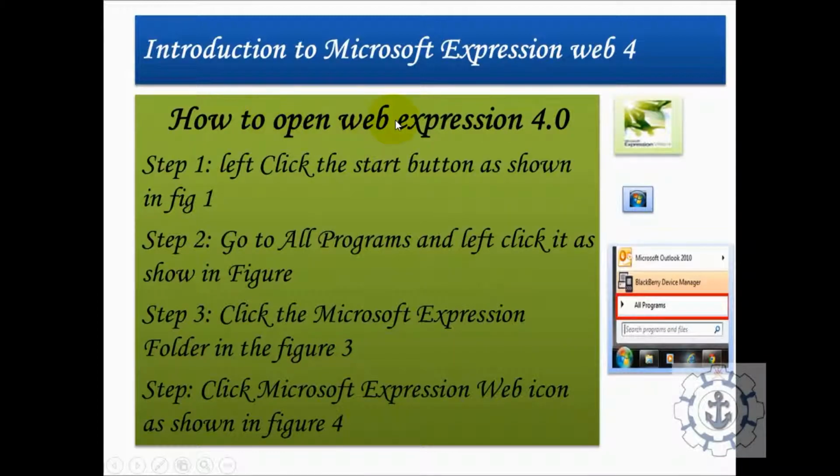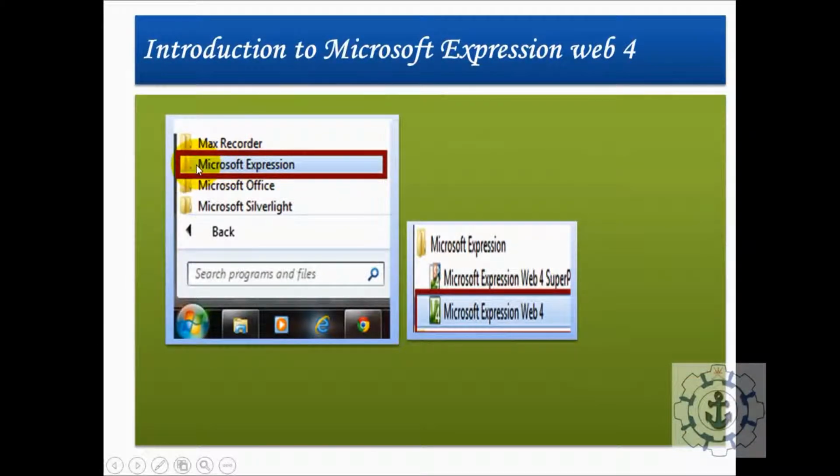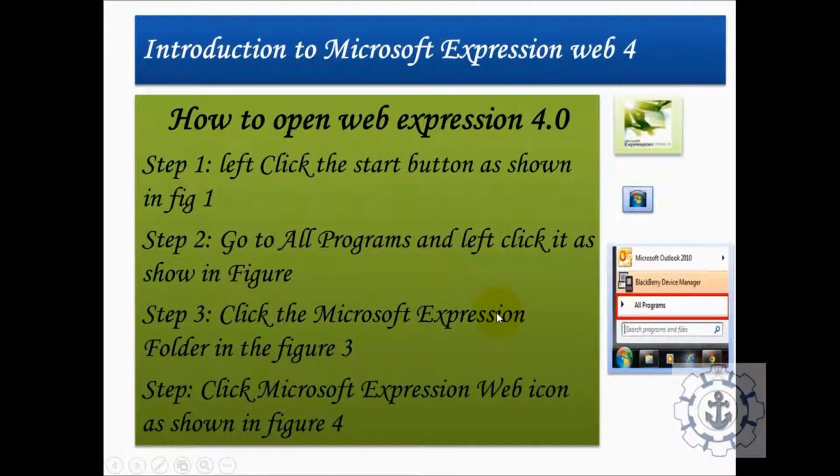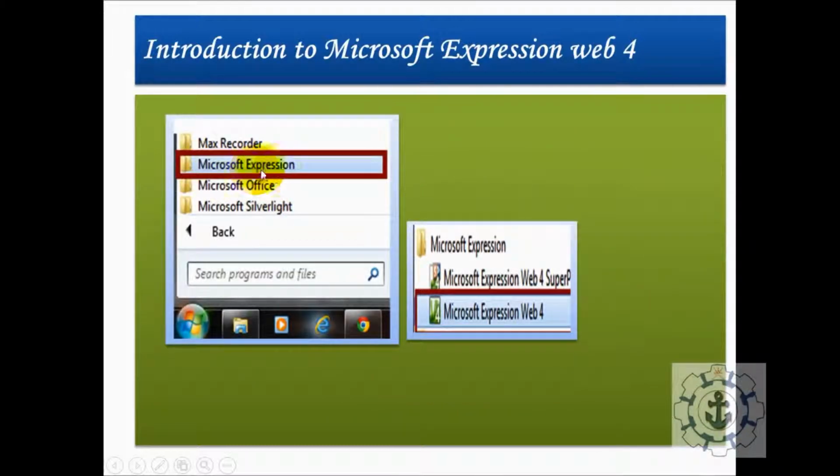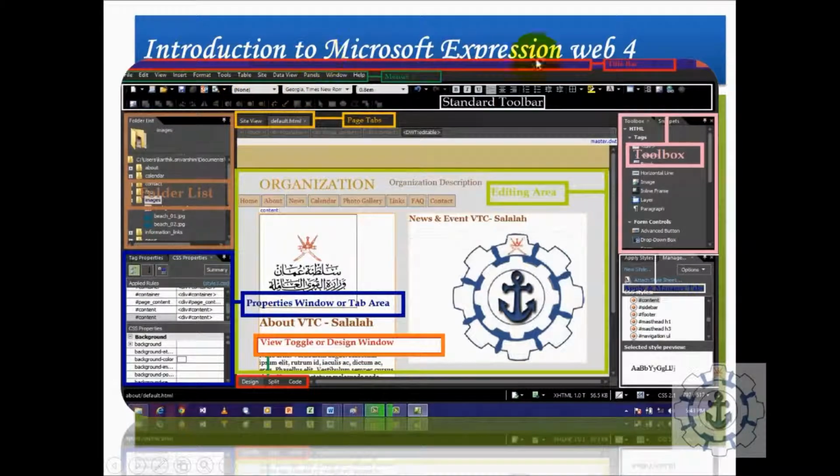So how do you open Expression Web? First go to the Start button and go to All Programs, and then go to Microsoft Expression and click on Microsoft Expression Web 4. Once again, I repeat: click on the Start button, click All Programs, then go to Microsoft Expression and click Microsoft Expression Web 4, where you can see the environment.